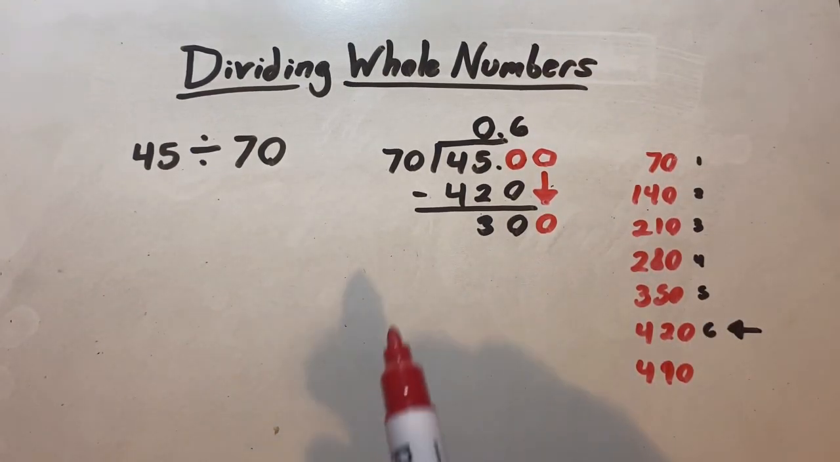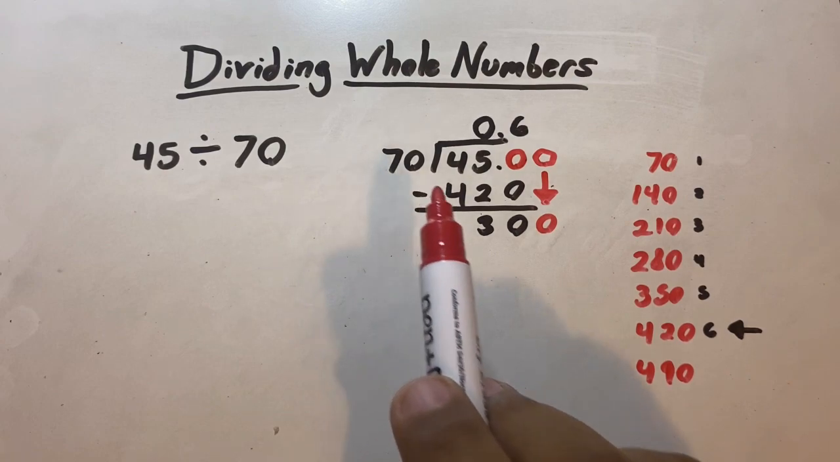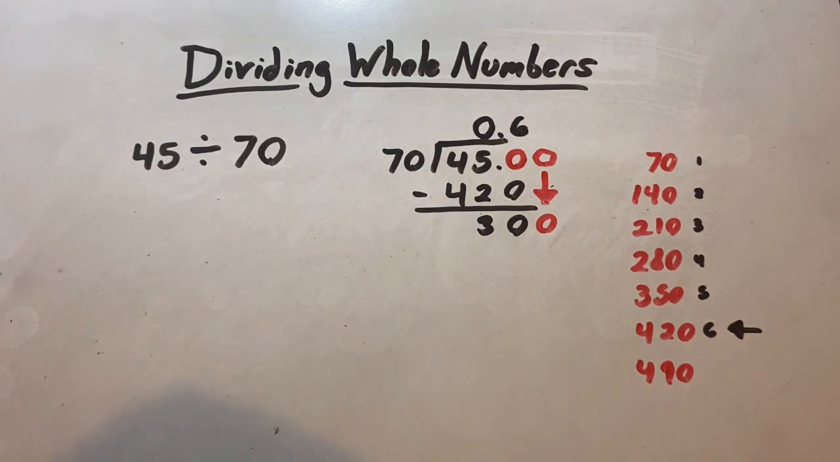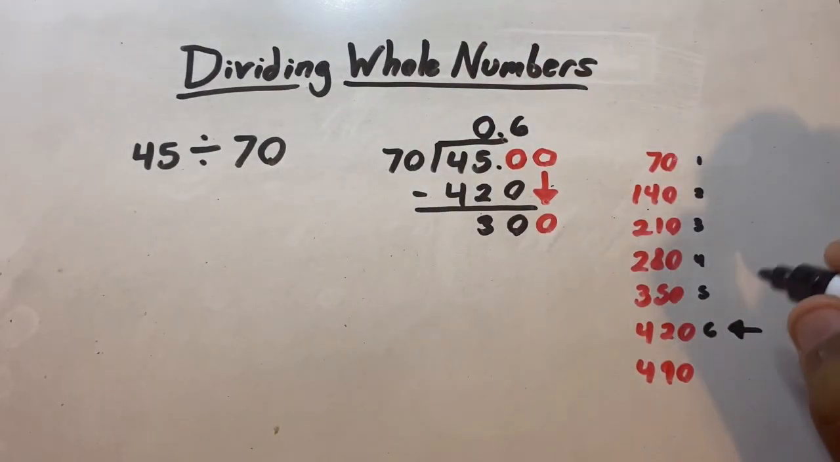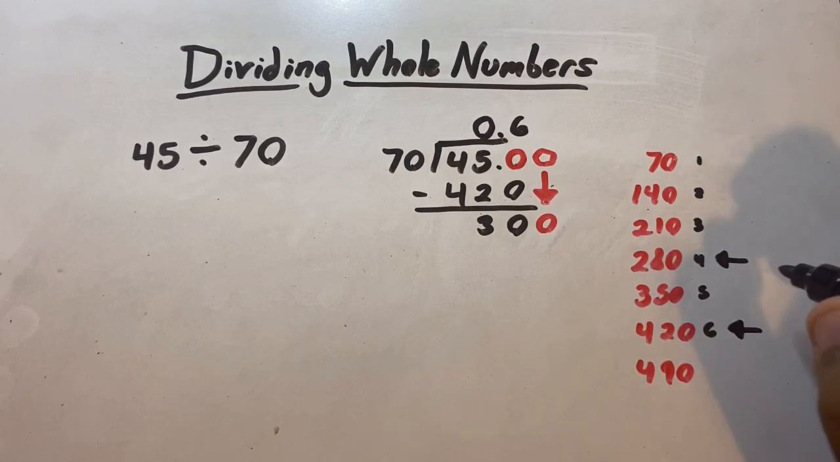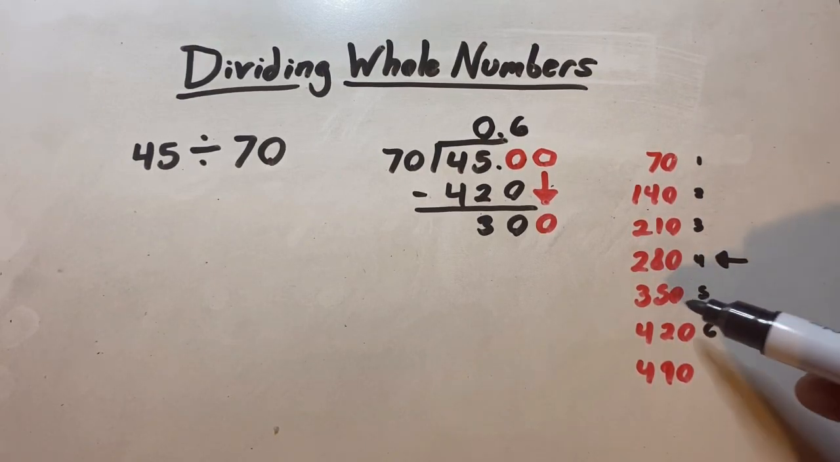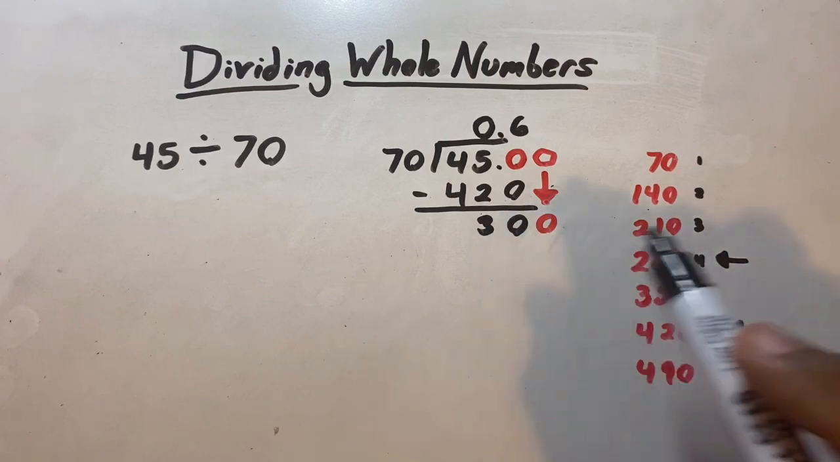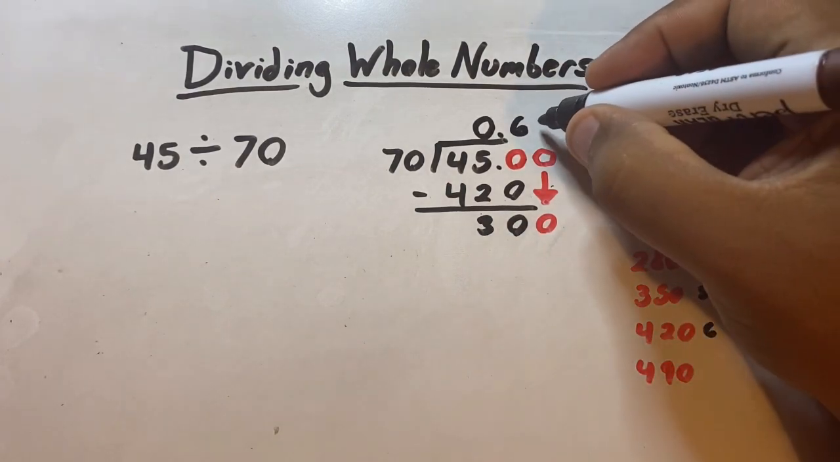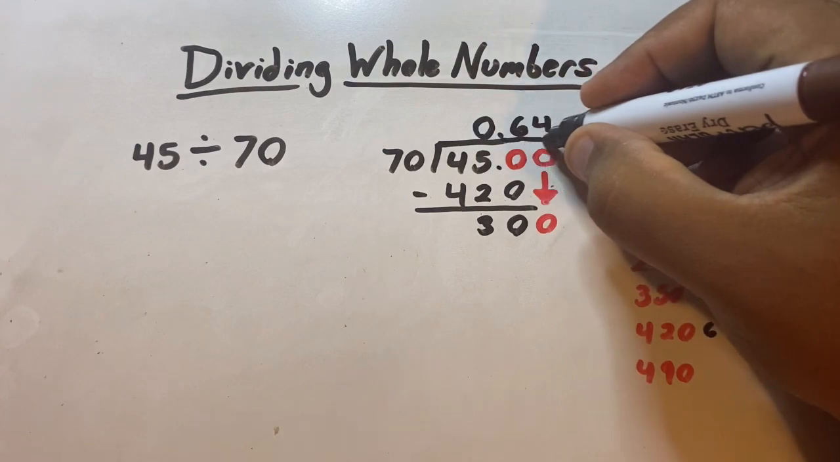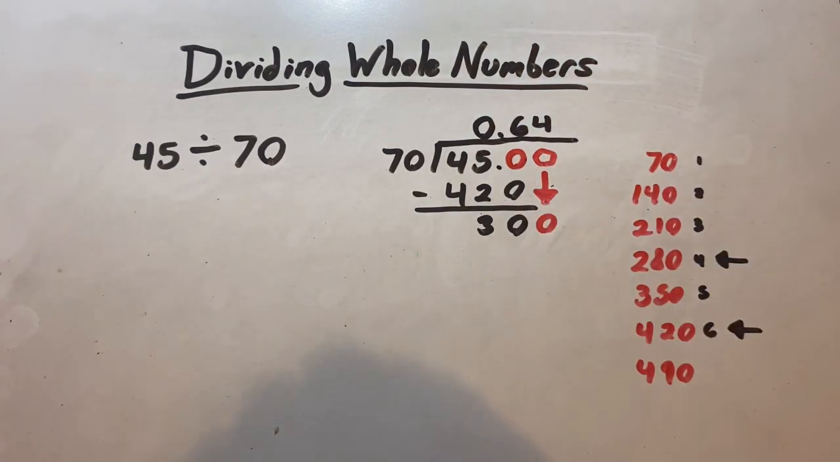So now we have to figure out how many times the number 70 goes inside 300. And if you look on my right hand side, we have my numbers already. We know that 70 goes inside 300 at least 4 times. It can't be 350 because 350 is bigger than 300. So 4 is going to go right here. And that is my answer, 0.64. Now I could do it one more time and that won't be an issue for me.